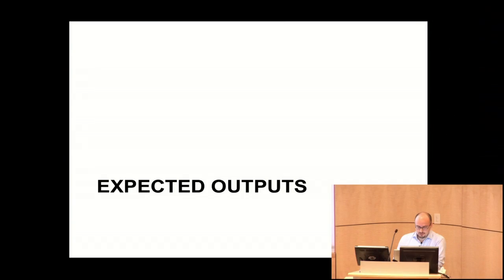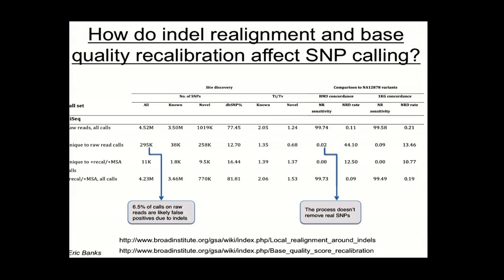So just to give you an idea of what you should expect to see, what are some numbers, how valuable are these data processing tools. This is a very nice slide put together by Eric Banks. This is showing the value of the Indel realignment and base quality score recalibration on a HiSeq data set. So the upper line is the raw reads and then making SNP calls with our current caller. And you can see a variety of things that clearly indicate that this is not a very good call set.